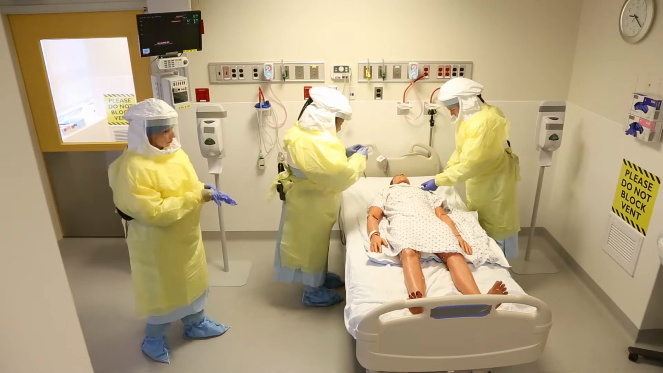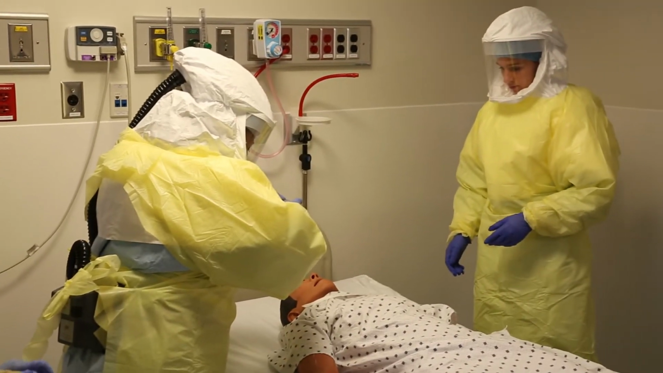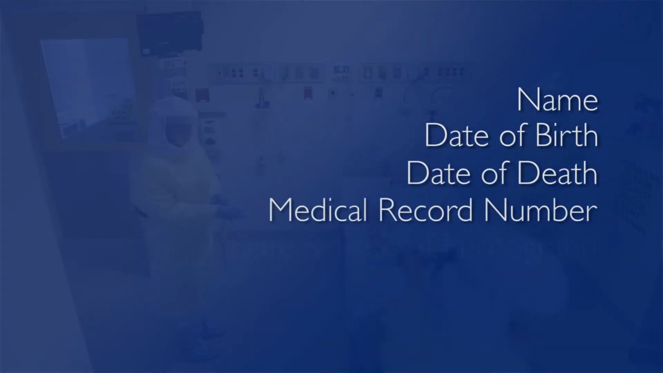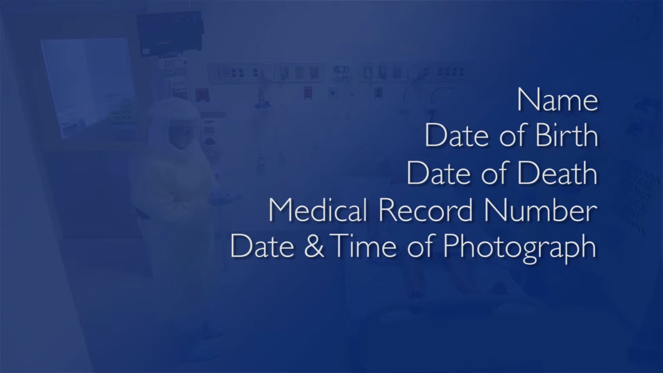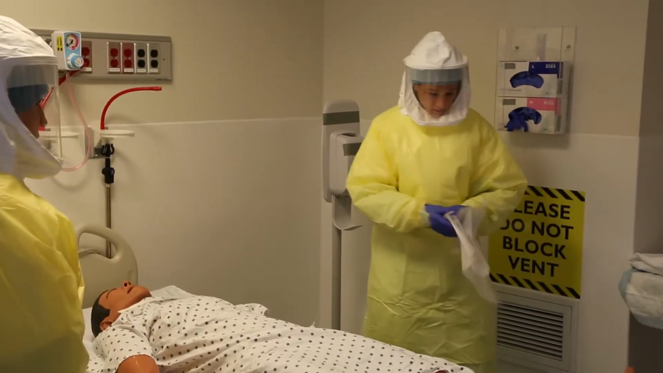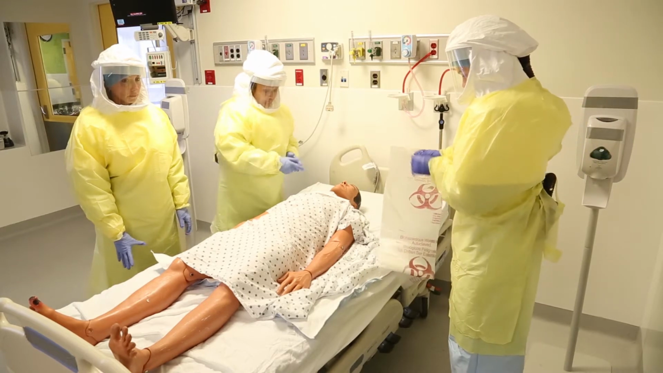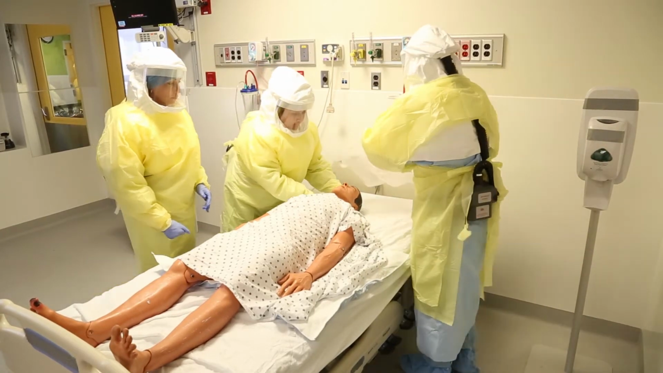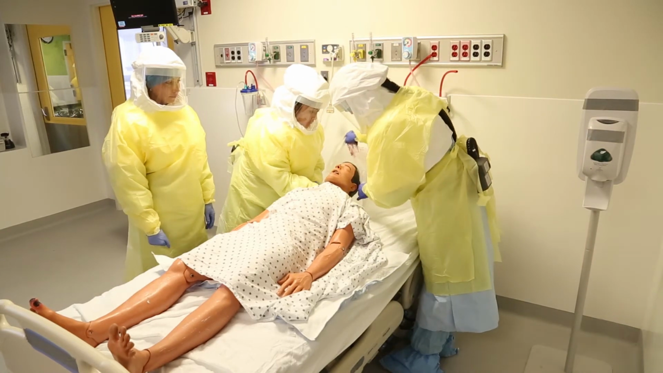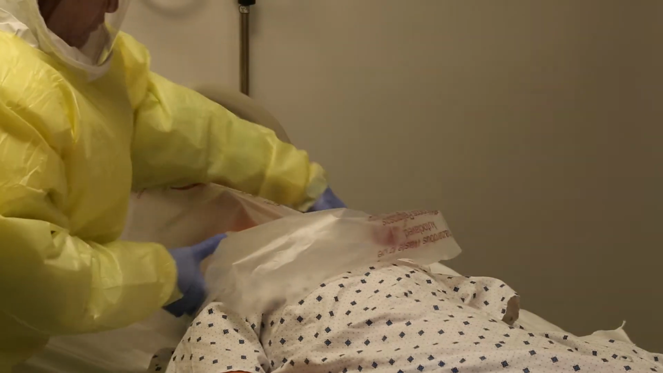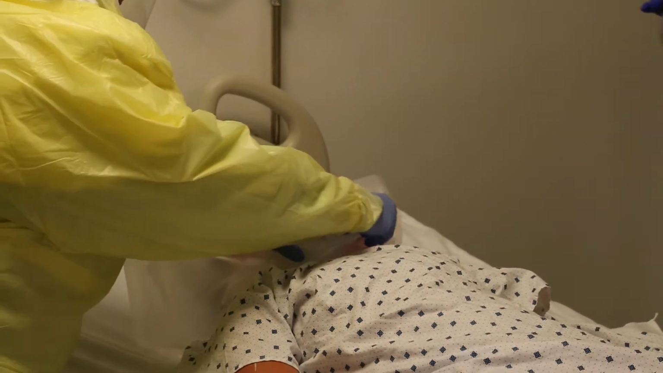Photograph the face of the deceased patient for identification purposes. Include identifying information such as name, date of birth, date of death, medical record number, and date and time of the photograph taken. Cover the head of the deceased using a small bag over the head and sealing at the neck with tape. This will minimize aerosolization of body fluid. The digital image must be sent out of the room electronically. The camera will need to be appropriately decontaminated or disposed of.